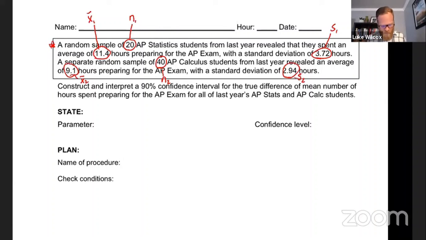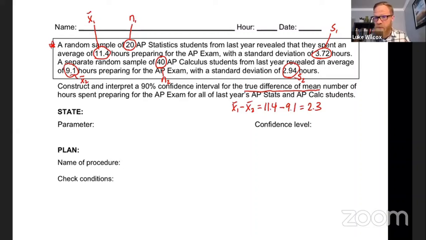So here's what we're trying to find. Construct and interpret a 90% confidence interval for the true difference of mean number of hours spent preparing for the AP exam for all of last year's AP Stats and AP Calc students. Difference of means is what we're looking for here. In terms of our sample means, the difference would be x1 bar minus x2 bar, which would be 11.4 hours for AP Stats minus 9.1 hours for AP Calc. That tells us that AP Stats students from our samples spent about 2.3 more hours on average.